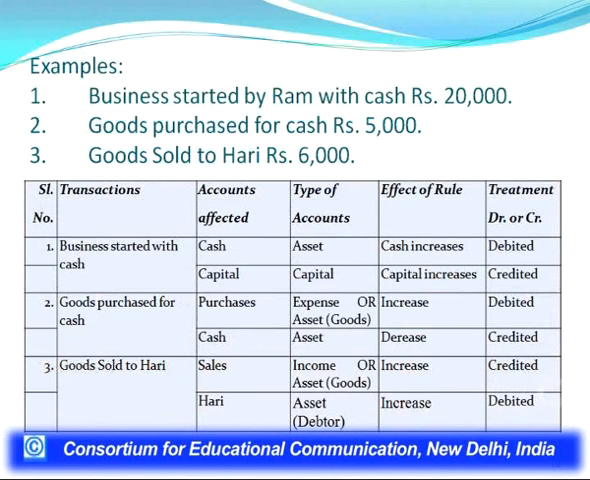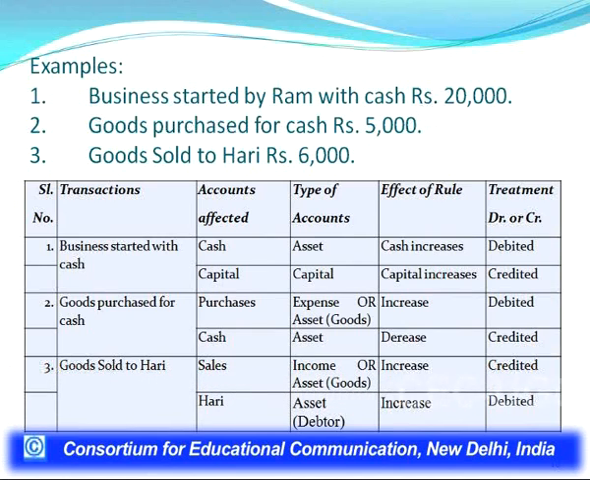One more example, goods sold to Hari rupees 6,000. So, here two accounts are affected, one is the goods account or the sales account, other is the Hari account. Sales can be treated as income, as well as we could say the sales represents the goods. So, if income increases, then it is to be credited. So, the sales account is to be credited. And Hari is a personal account. A personal account may be either a debtor or a creditor. So, a personal account may be an asset or a liability. So, in this case, Hari, the buyer, is an asset, a debtor.